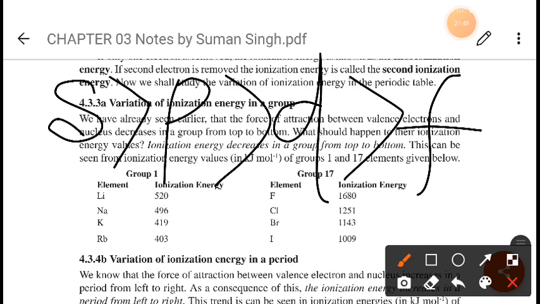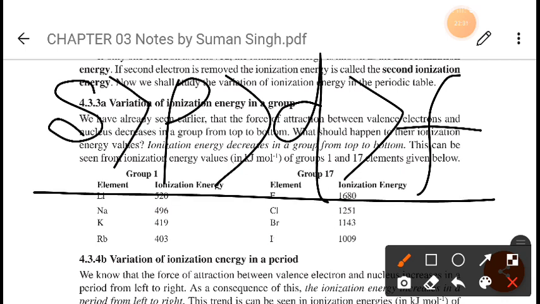It will be closer to the nucleus, and more energy will be required to remove it. I hope you have understood this. So what we can say, for the same value of n, the ionization energy of an s electron is greater than that of the p electron, which in turn is greater than the d electron, and so on. At last, for the same shell, the ionization energy follows this order. I hope you have understood this.